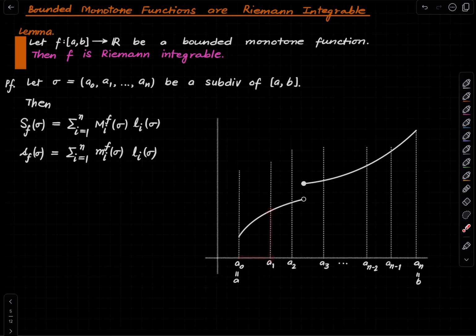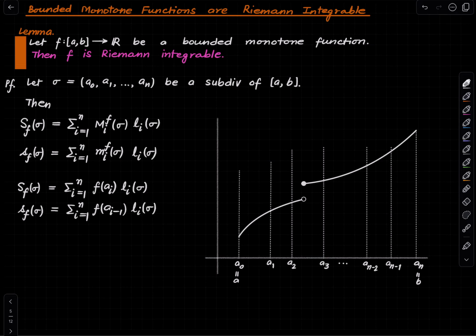Right? Similarly, what is the supremum over the second part? It is simply f of a2. So that's very nice. So therefore, this expression is nothing but that thing. And what about the lower sum? That would be the following. Right?